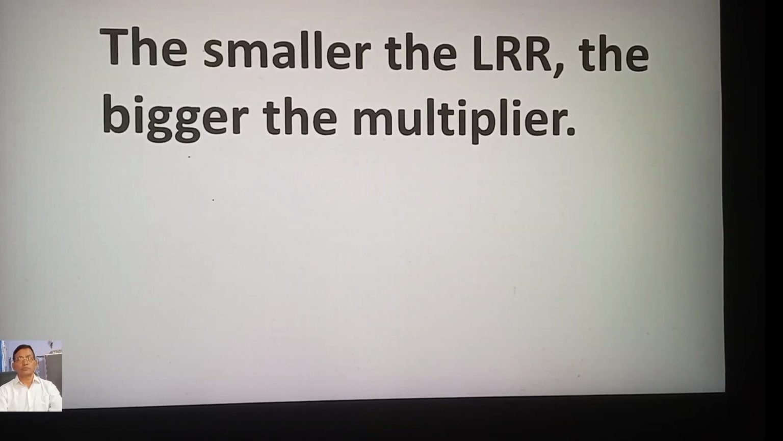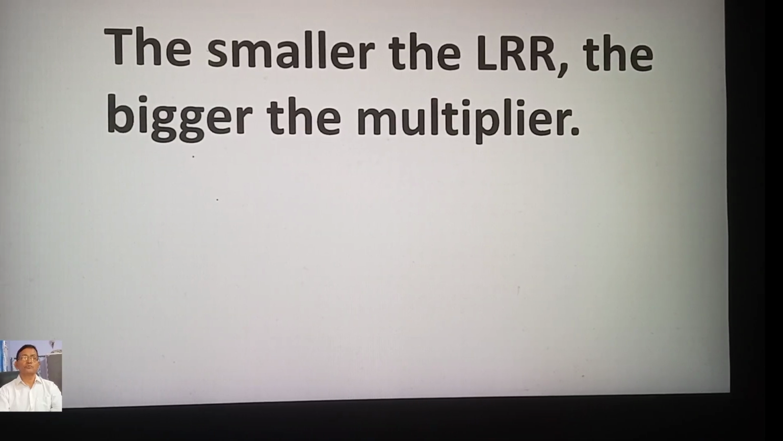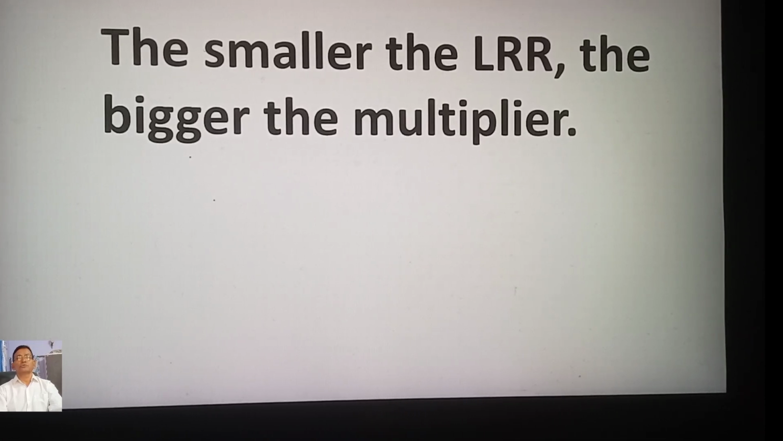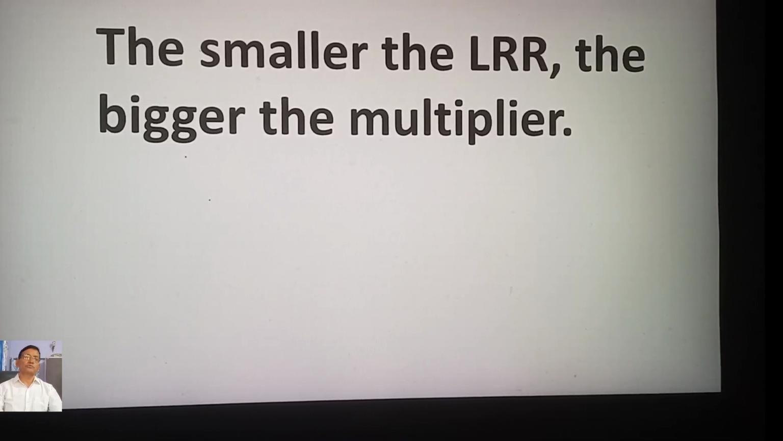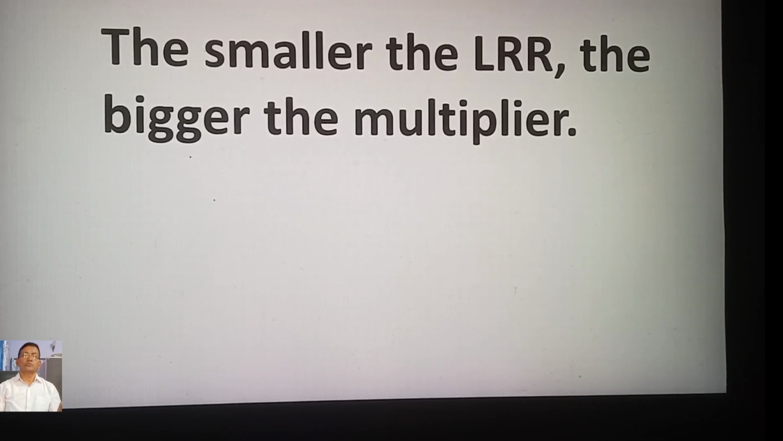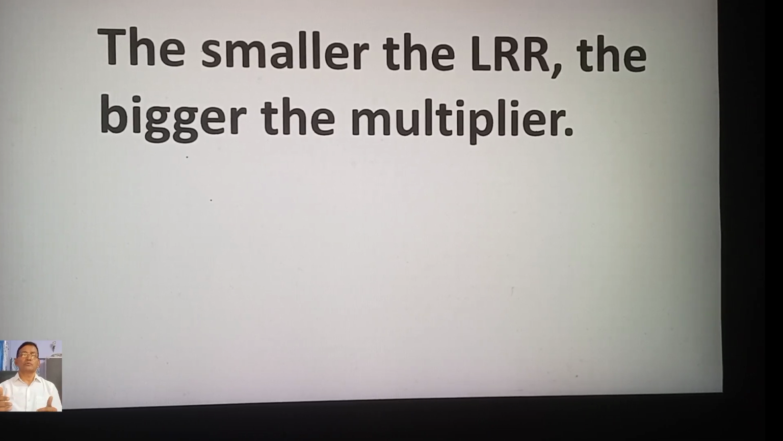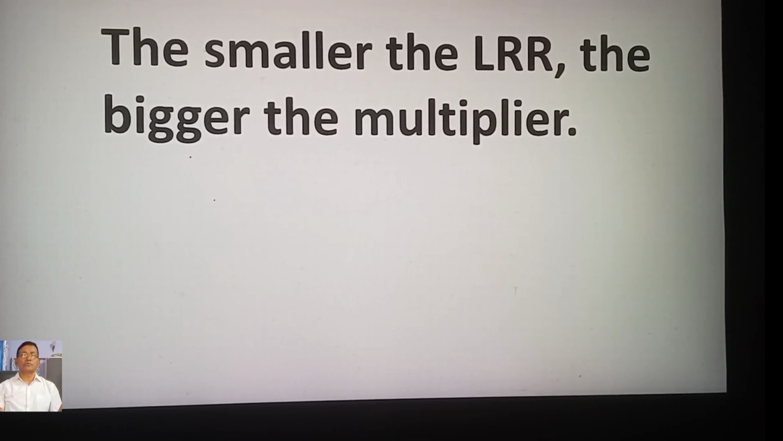The smaller the LRR, the bigger the multiplier. That is because banks get to lend more and that keeps the money cycle going. If the LRR is higher, banks lend less and the multiplier becomes smaller.